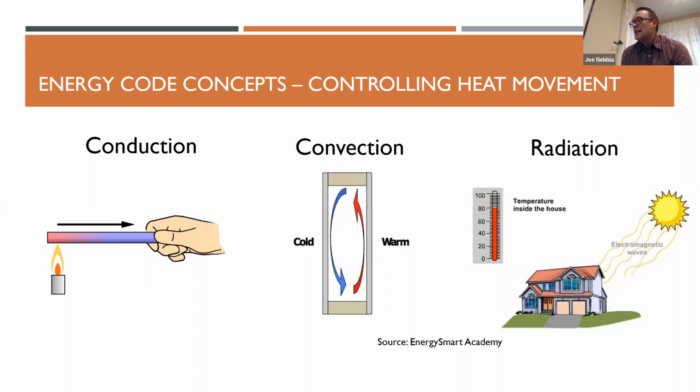And then finally, radiant heat movement is how the sun heats the earth, and we primarily control that in the code through solar heat gain coefficient in our window requirements, and those are found in the table. So mostly the window and insulation tables focus on conduction, and then a little bit on radiant heat movement through the window solar heat gain coefficient.